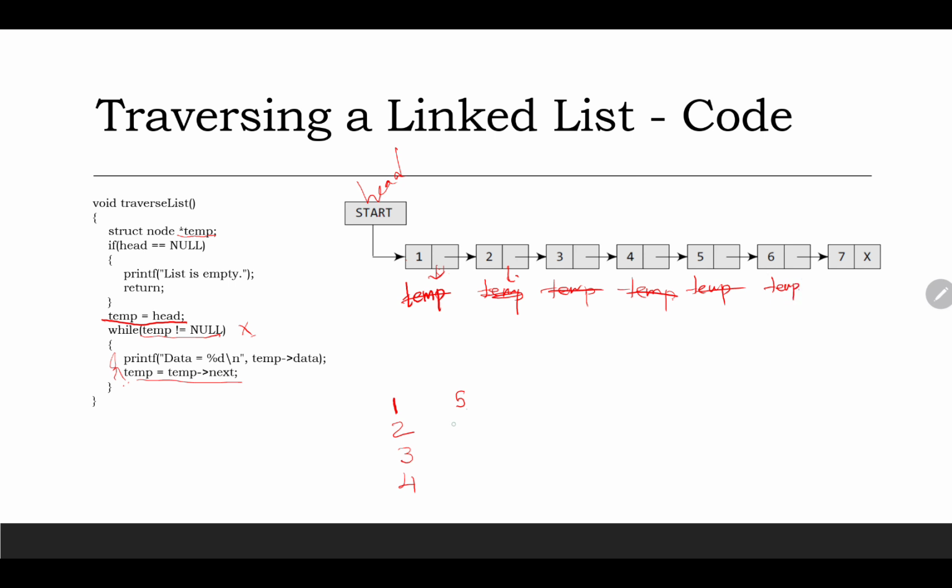So it will execute the step. It will print the 6. Then temp will be moved to the next node. Now we are checking the condition. This condition is false. So it will come out of the loop. So this is about traversing the linked list.